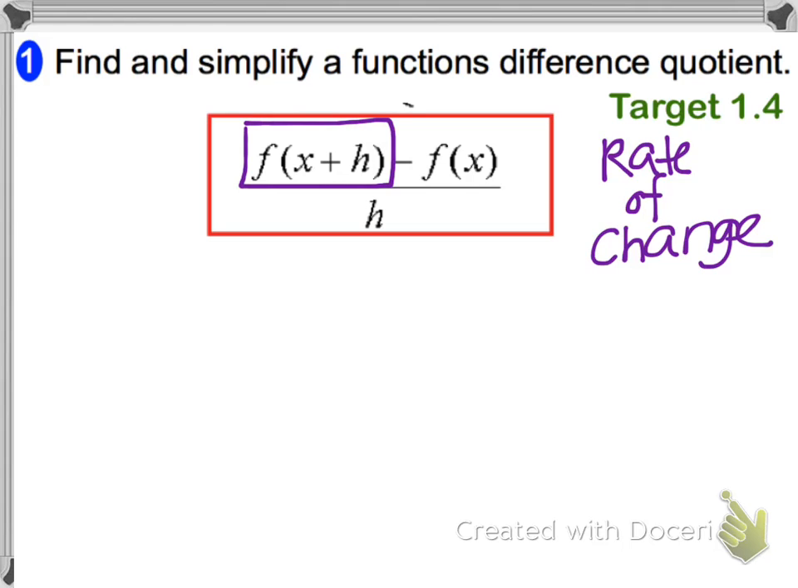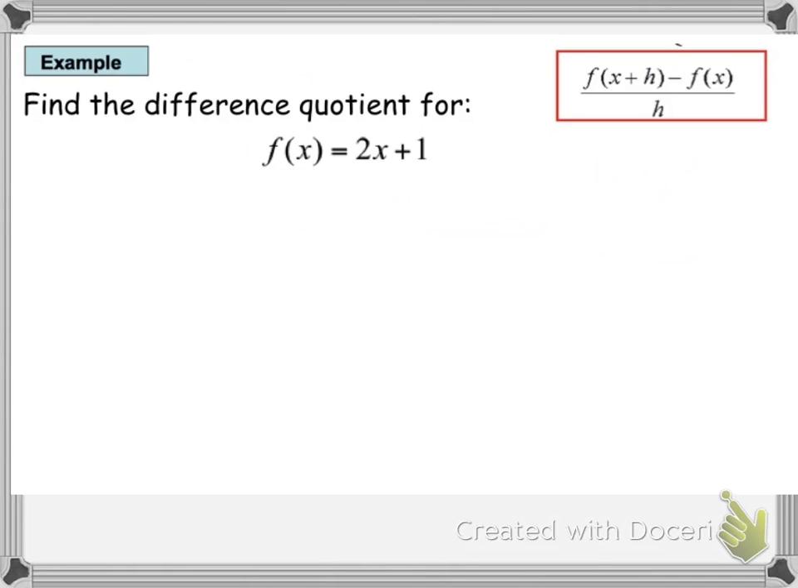Once we have that, the next step would be to subtract whatever f of x is, so whatever your function is. And then the very final thing we would do after all of that would be to divide by h and simplify. And so that's going to be our third step, is dividing by that h. So let's go ahead and get started, and we'll do a couple examples and really see how this works. Remember, the first thing we're going to do is find f of x plus h.